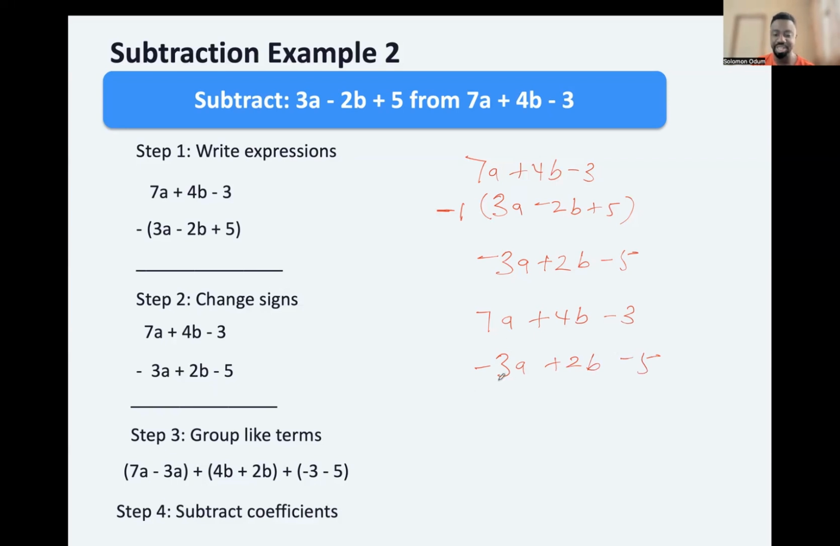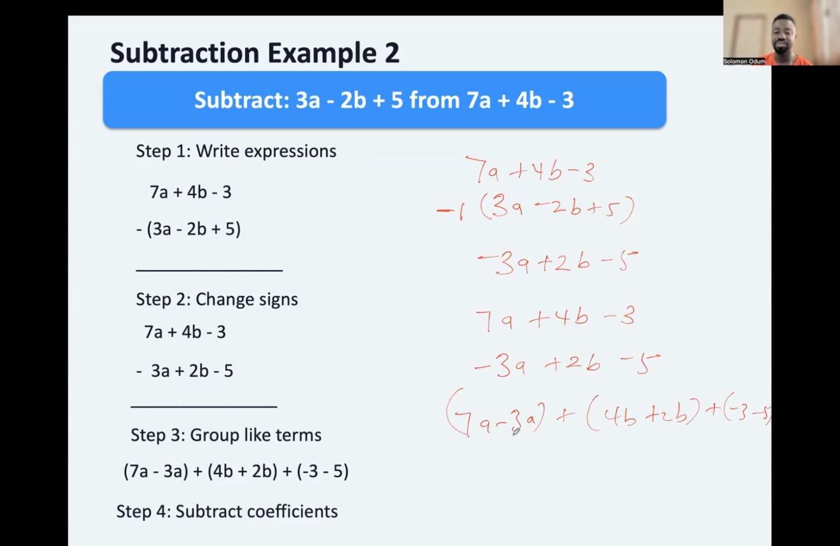After this you don't need a bracket because you are grouping like terms. 7a and 3a have the same variable, so we have 7a minus 3a, plus 4b plus 2b, plus minus 3 minus 5.